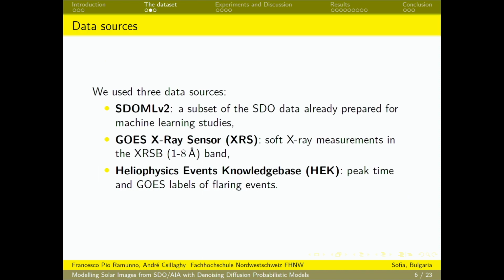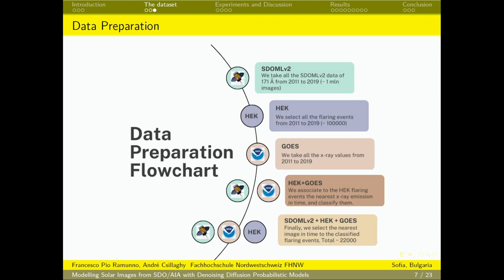First of all, the data sources that we took in consideration are the following. We are using the SDO version 2, which is a subset of the SDO data that has been already preprocessed for all machine learning studies. Then we are using the GOES sensor for the soft X-ray measurements, and the Heliophysics Events Knowledge base to retrieve the flaring information. The flowchart that you can see here is the data preprocessing technique.